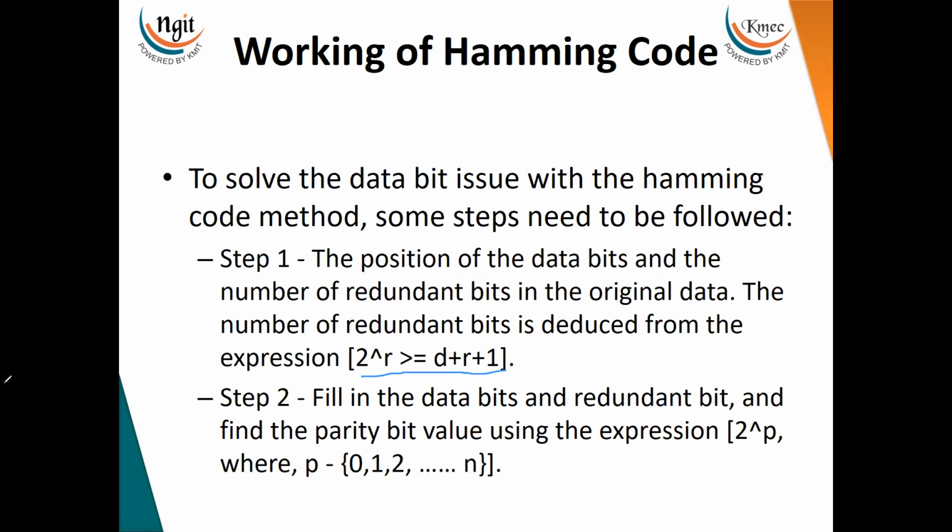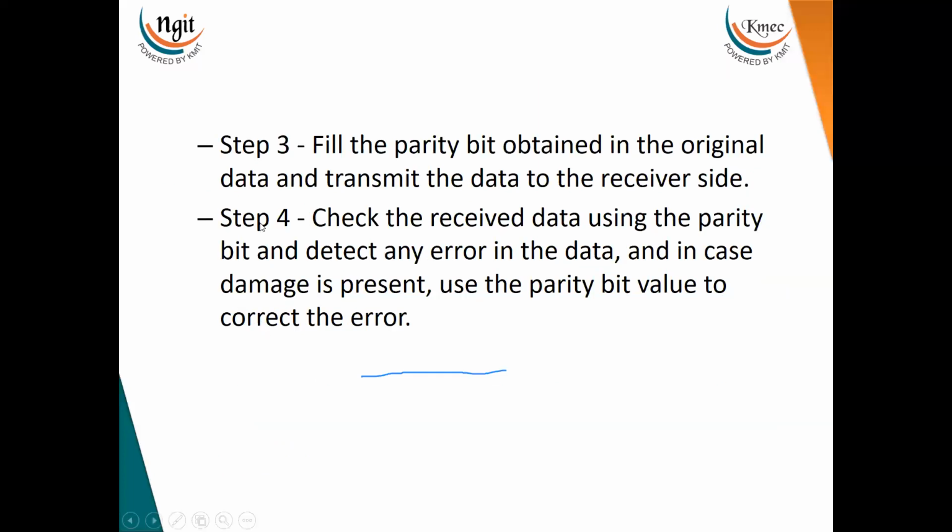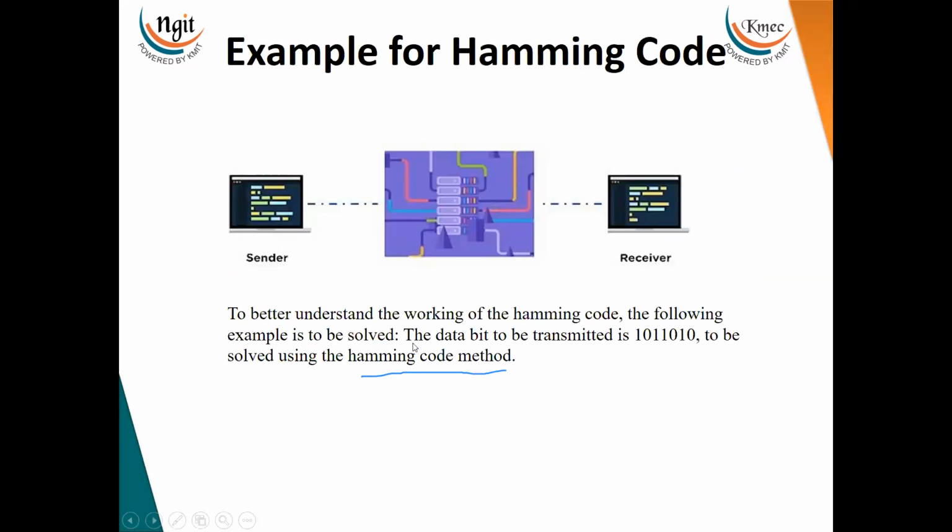Next, we have to fill the parity bits obtained into the original data and transmit the data to the receiver side. Then we have to check the received data using the parity bits and detect any error in the data. In case of damage, if there is any damage present, we have to use the parity bit values to correct that error.